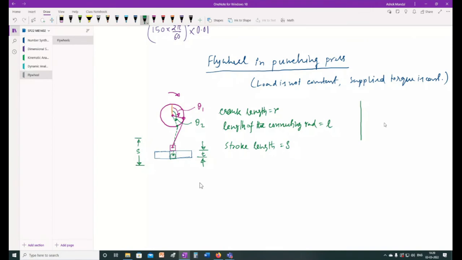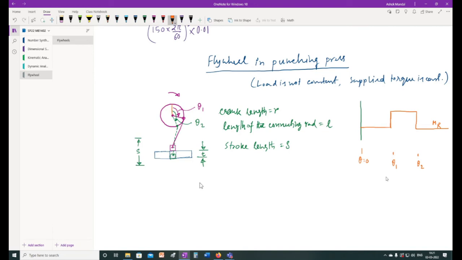Okay, sir. Now let's first draw the diagram for the load. So load is zero from, let's say, this point theta equals 0, and suppose this point is theta equals theta 1. Up to this point, load is zero. And then suddenly the load increases during punching. We are assuming here that during punching the load is constant, up to the point when theta equals theta 2. And then again the load is zero.